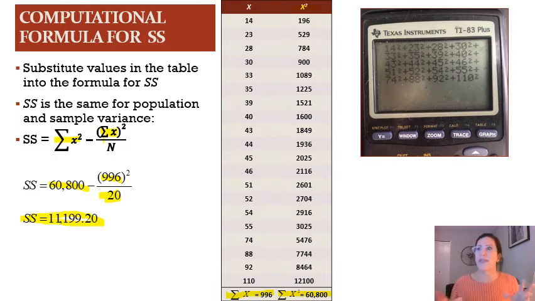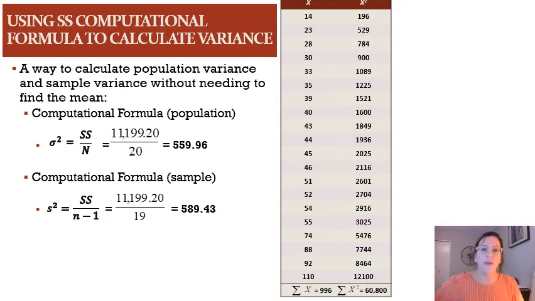Okay, we're not done yet. That's not the variance yet. That is the sums of squares. So we can actually start using that information to plug in. So if we were computing a population variance, we would plug in that 11,199.20, and we would divide it by 20 because that's n. And our population variance would be 559.96. But if we were doing it for a sample, okay, we would plug in the n minus 1. So we would subtract 1 from 20 and plug in 19.